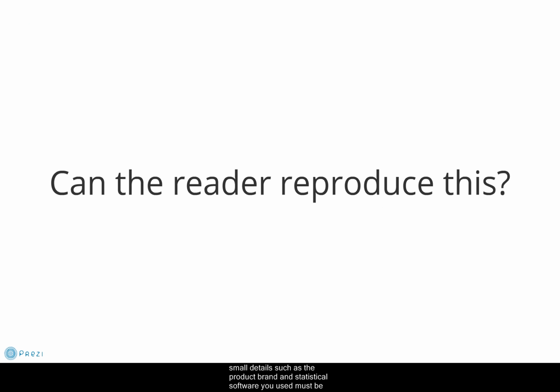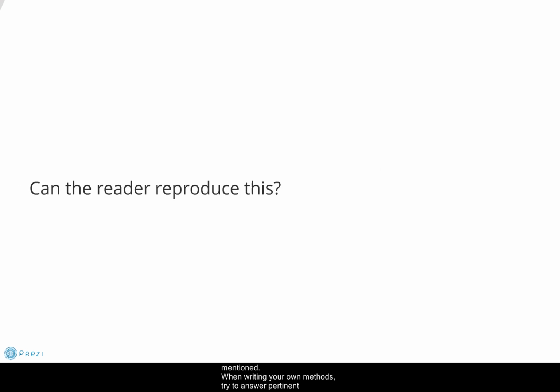In the methods section, keep your methods section strictly about the methods and materials you used in your study. The aim of this section is to aid others in replicating your results, so small details such as the product brand and statistical software you use must be mentioned.